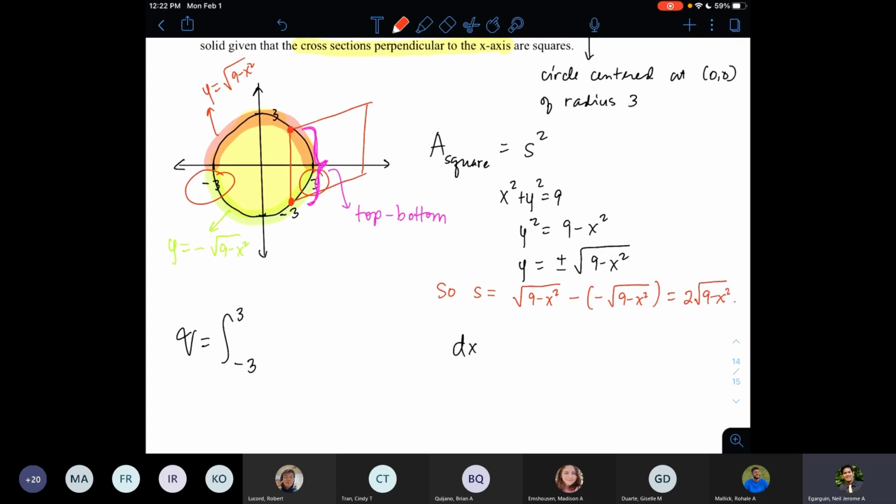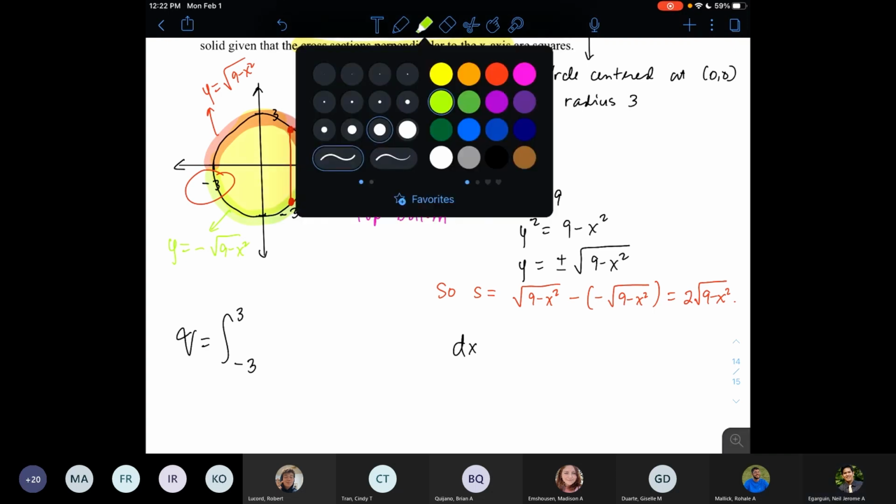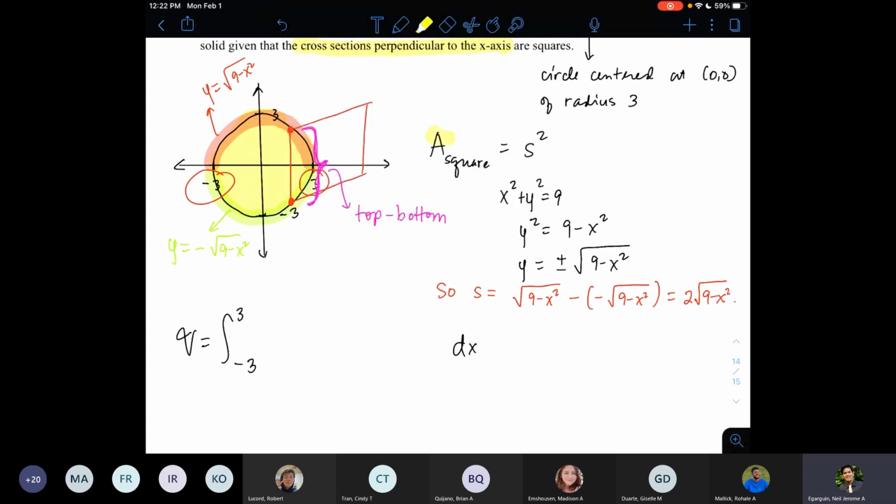All right. And then remember the integrand would be the area of the square, which is s squared. We already know that s is equal to this. So the integrand over here would be 2 times root of 9 minus x squared, quantity squared.